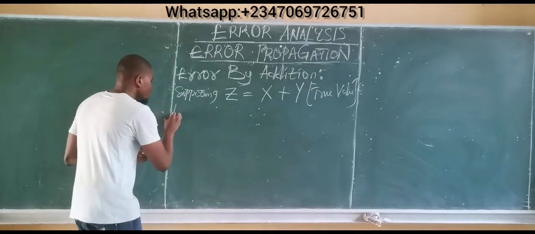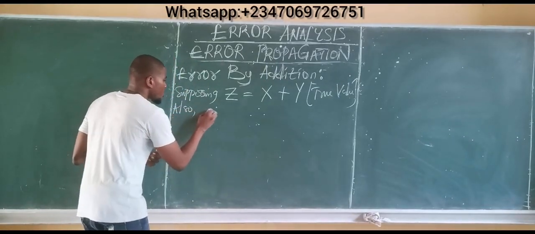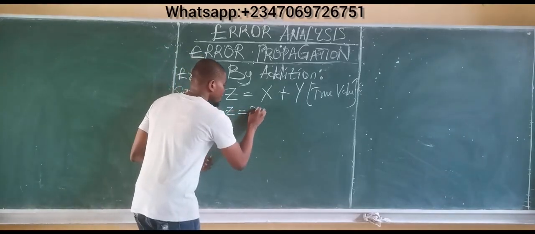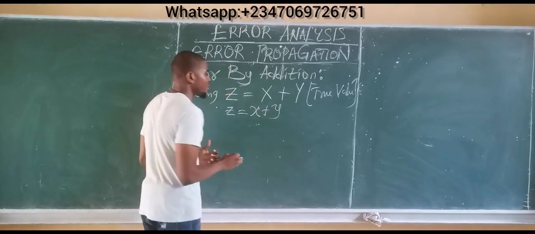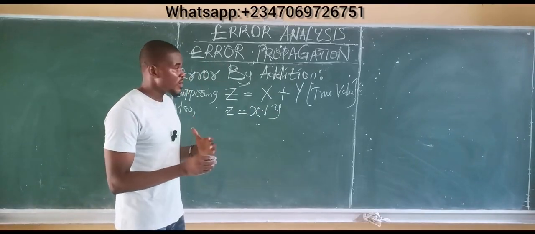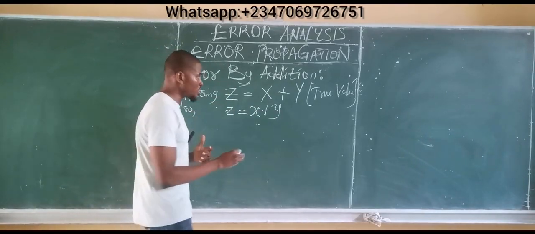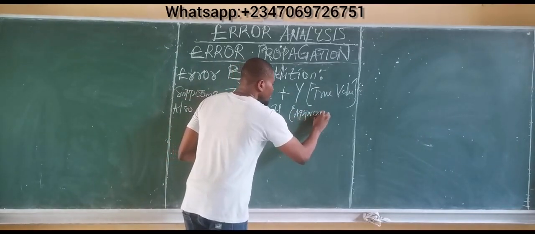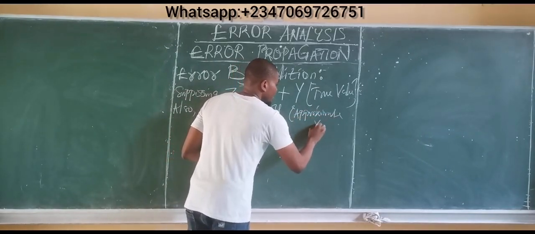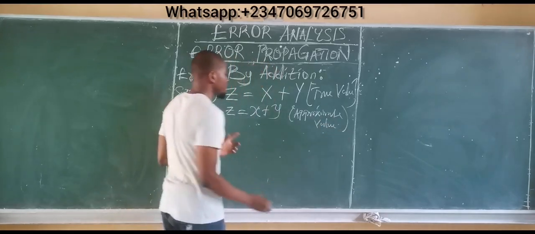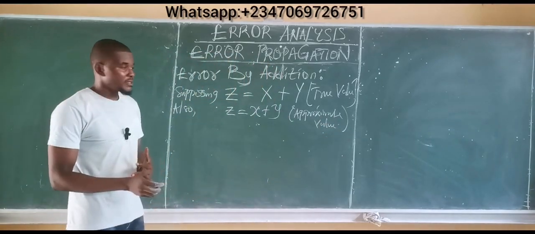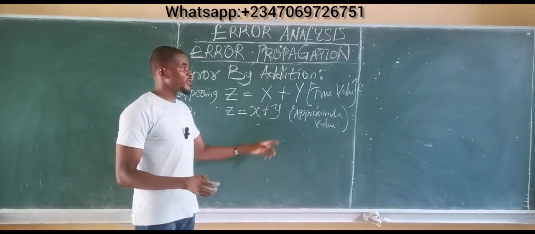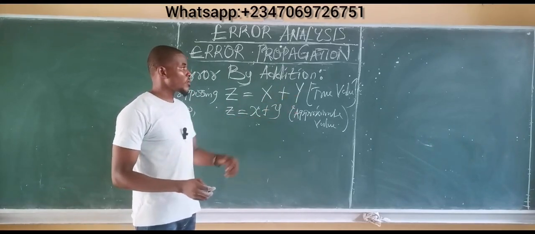Now, also supposing small z is equal to small x plus small y, indicating the approximate value of this given function. So this indicates the approximate value of this given function Z, whereas small x indicates the approximate value of capital X, and small y indicates the approximate value of capital Y.